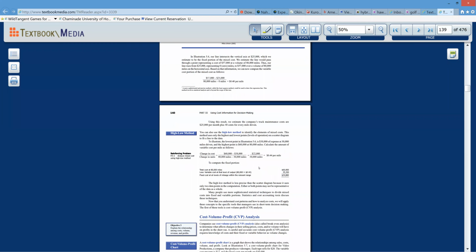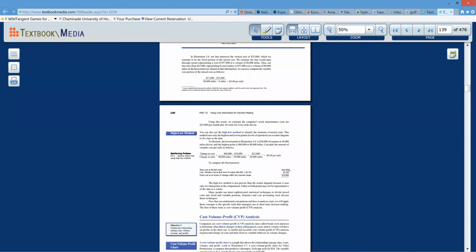To do that, we take either the highest point or the lowest point, either one. In this case, they're taking the highest point, which was 80,000 miles. At that level, the cost was $60,000. Then we subtract the variable portion of the mixed cost. The variable portion we calculated up here was 44 cents a mile. We have 80,000 miles, so 80,000 times that 44 cents gives us $35,200, which is the variable cost portion.